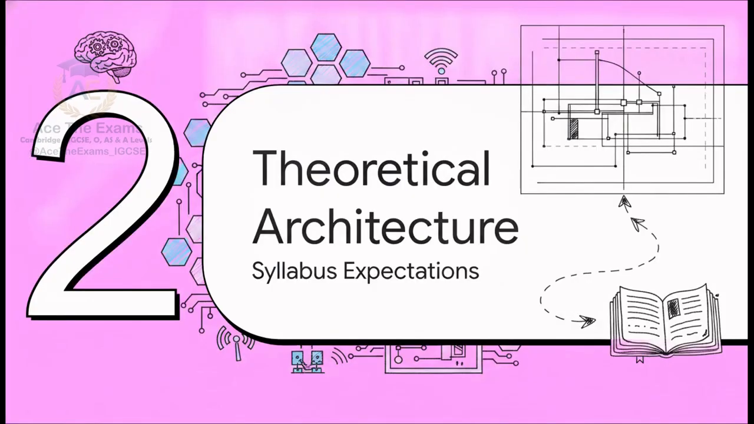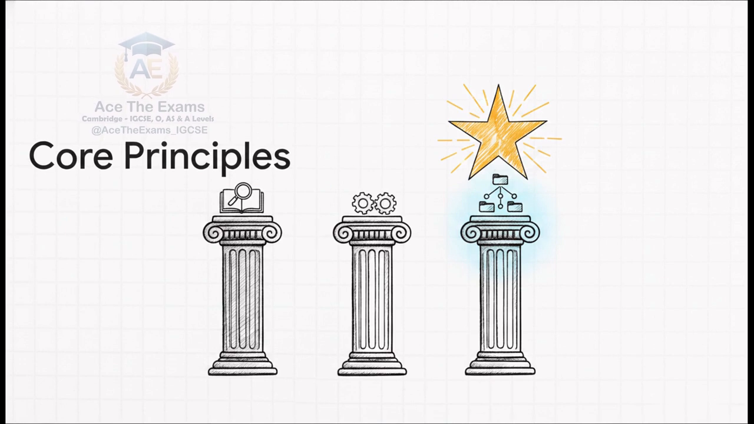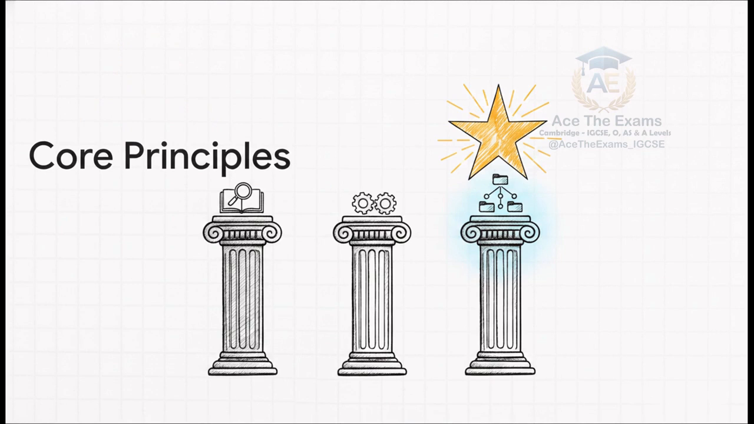Moving on to Section 2, Theoretical Architecture, and exactly what the syllabus expects from you. The theoretical architecture of this topic rests firmly on 3 pillars: precise definitions, mapping out causal relationships, and cross-topic integration. Now, I want you to notice that third pillar.